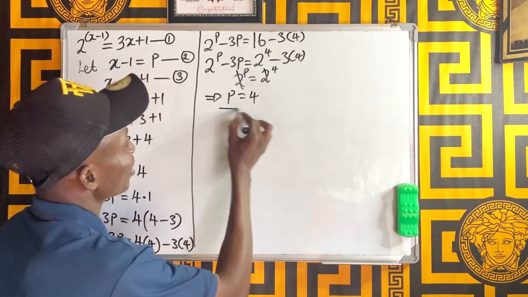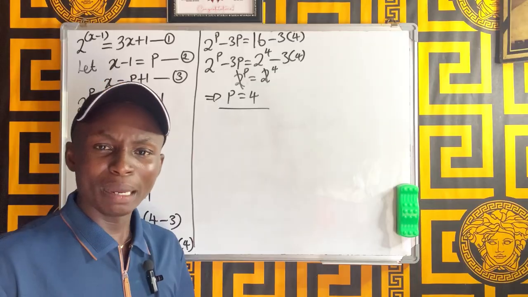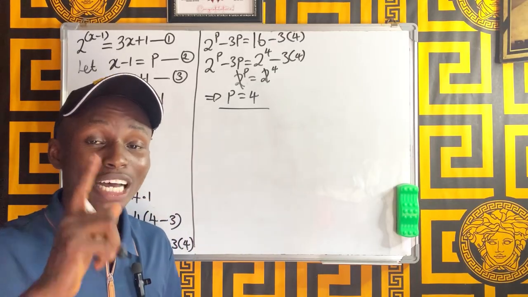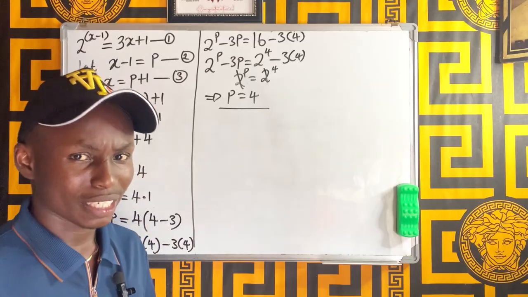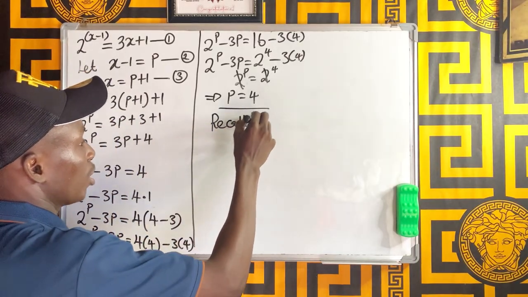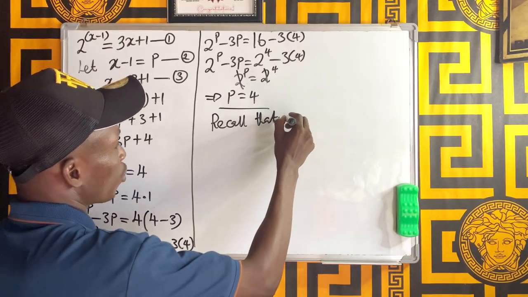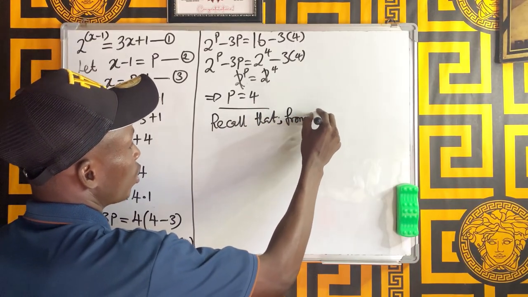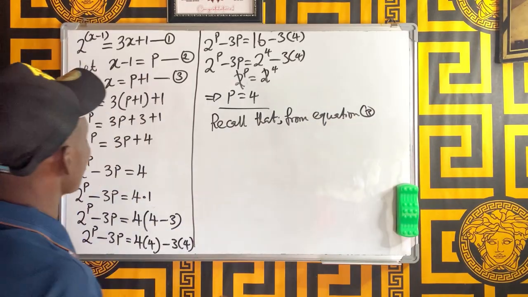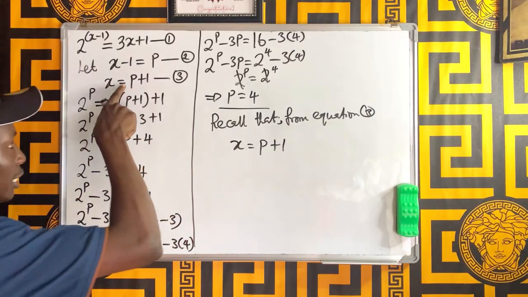Wow, this is amazing, right? But remember, this question did not ask us to find the value of p. This question asks us to find the value of x. Let's recall something very interesting. Recall that from equation 3, equation 3 said that x is equal to p plus 1, as you can see here.